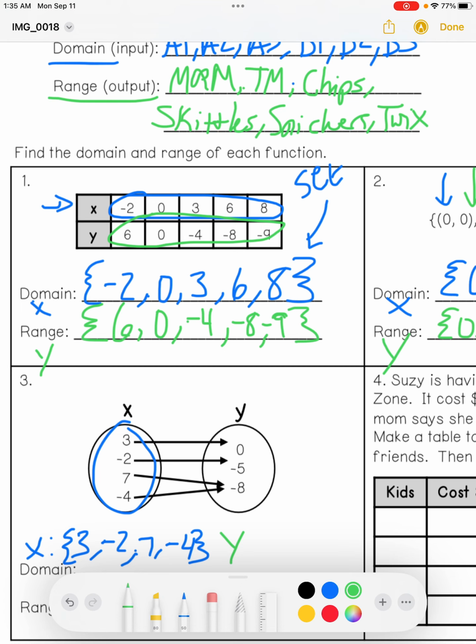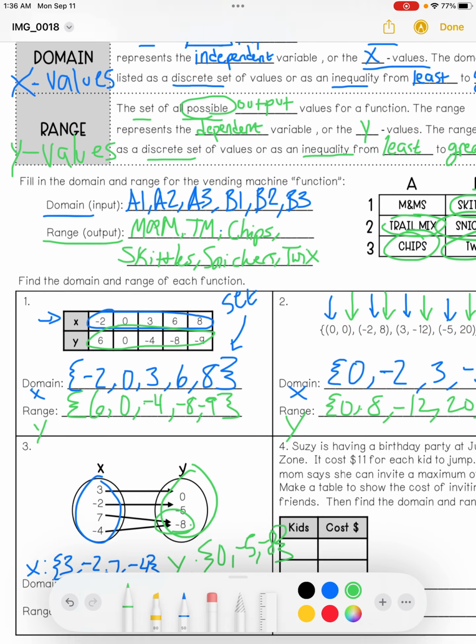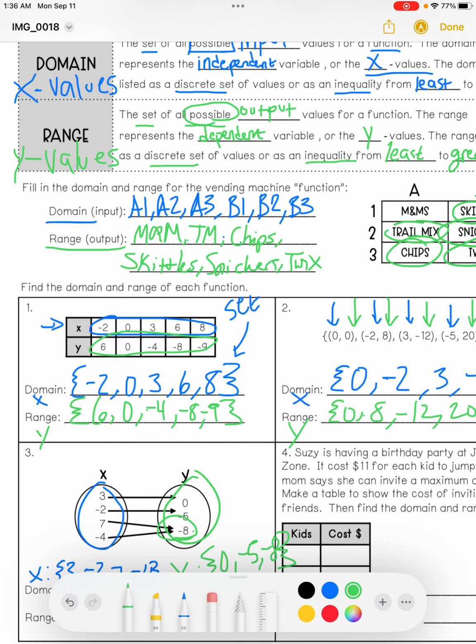And then my range is my Y values, which are these right here. So 0, -5, -8. Sometimes students ask me, do you need to write the -8 twice since it has 2 arrows? You do not, okay? Because if we think back to our definition, it only wants the possible values. It does not want how many times I use that value. It just wants me to say, is a -8 possible in the range? It is? Okay, cool, write it. I don't need to know how many times you can write it. I just need to know that it's possible. So you do not need to write -8 multiple times. You only have to write it once.